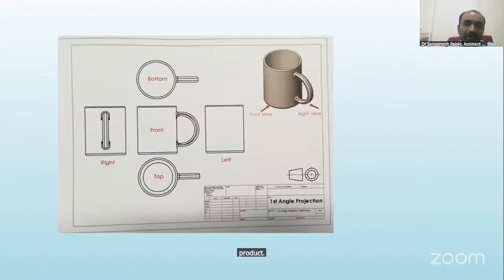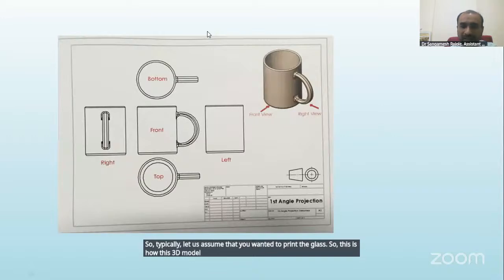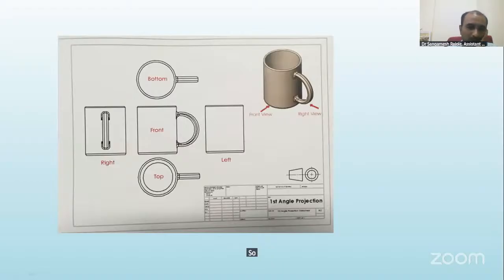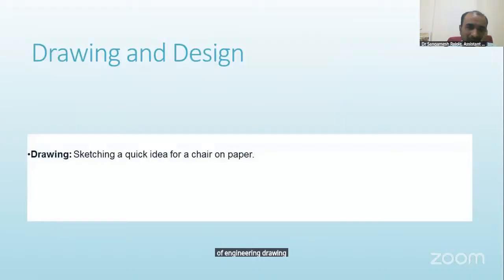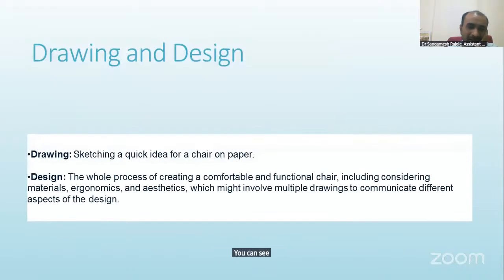Typically, let us assume that you wanted to print a glass. This is how the 3D model will look, and these are the different front, top, side, and other views which you will be able to see. So again, one more model of engineering drawing. You can see the difference between drawing and design. Drawing is where only sketching happens; whatever your idea is, you bring it onto plain paper.